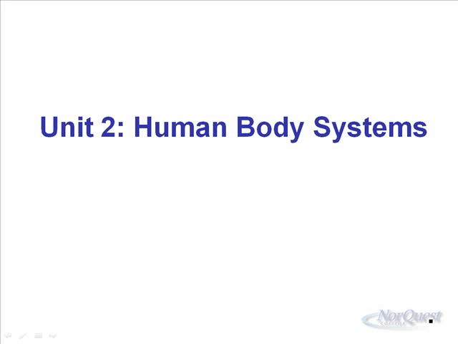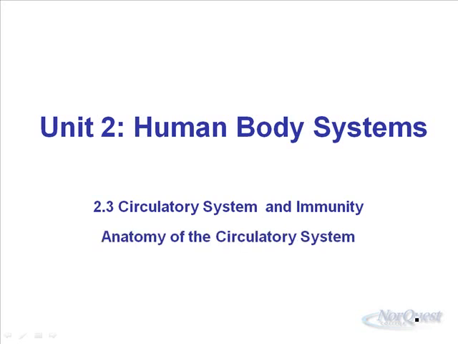Welcome back, Bio30 Prep. In this lecture, we're going to be studying the circulatory system. We're going to be studying the circulatory units, so the circulatory system and immunity. This particular lecture is on anatomy of the circulatory system. In your textbook, it's pages 268 to 276.